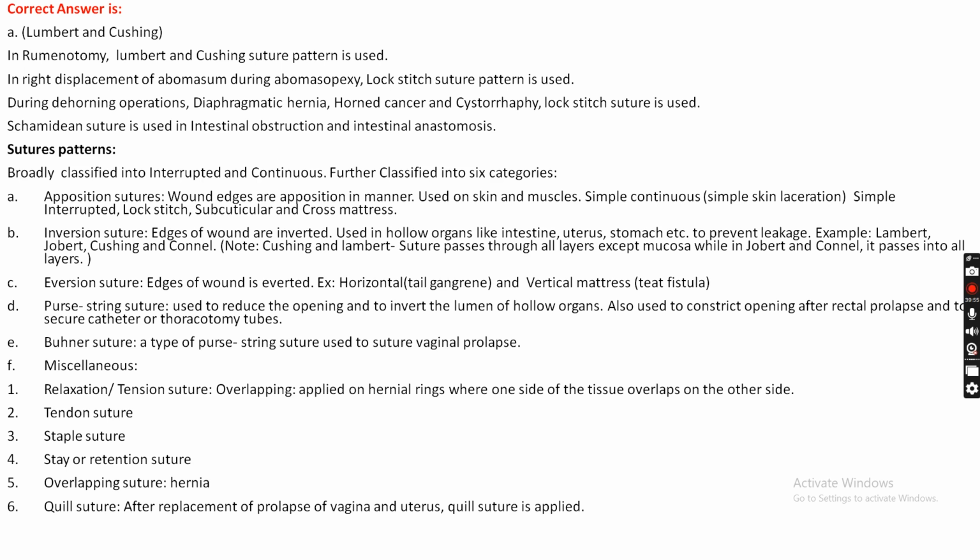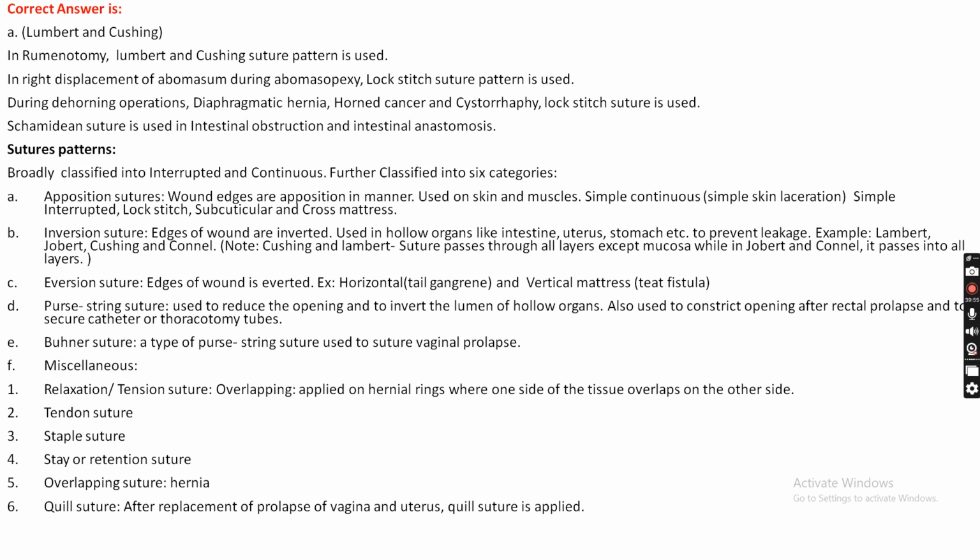Now we have to classify the suture patterns. Broadly, we classify two types of suture pattern: interrupted suture pattern and continuous suture pattern. In interrupted suture pattern, we give individual knots. But in case of continuous, we give a single surgeon's knot, then continue to sew all the tissue and end with a knot. But if we classify suture patterns more broadly, we find there are six types.